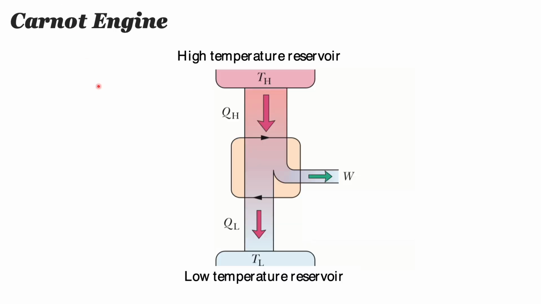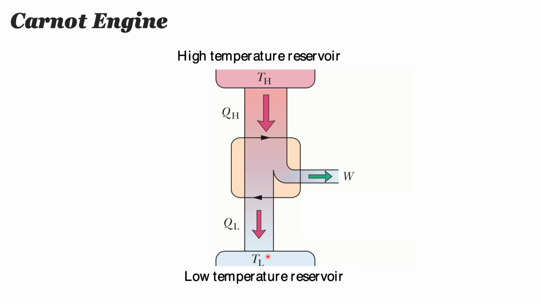The Carnot engine operates on the principle of the Carnot cycle, which is named after the French scientist and engineer who proposed this cycle. His name was Nicolas Leonard Sadi Carnot. And this is an ideal heat engine. It operates between two temperature reservoirs. One is a high temperature reservoir, another one is a low temperature reservoir.